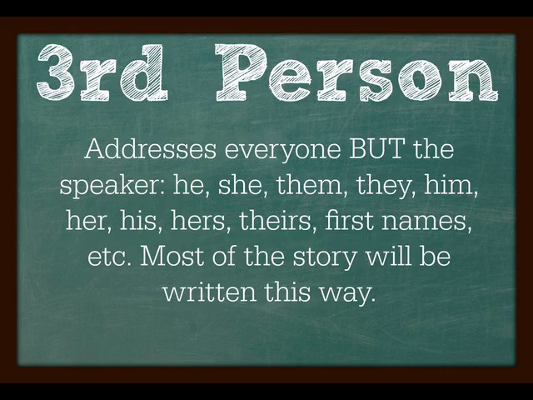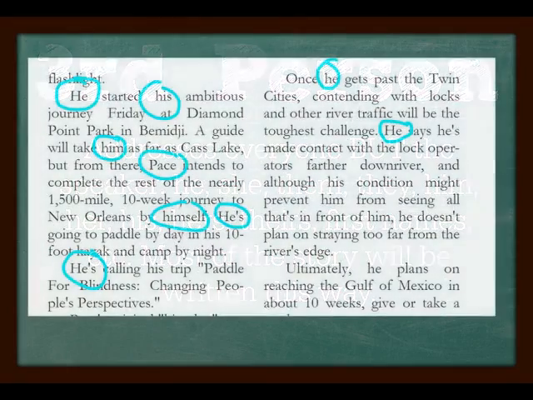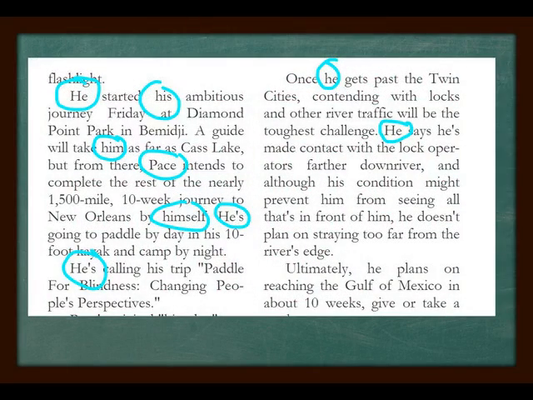Third person is everywhere else in the story. So for example, it addresses everyone but the speaker. He, she, them, they, him, her, his, theirs, and also the source's first name and last name. Most of your story will be written this way. Look at all the different third-person pronouns and names I've circled. He and his and him and Pace. These sentences are written in third person. That means the writer does not include him or herself in the story at all.